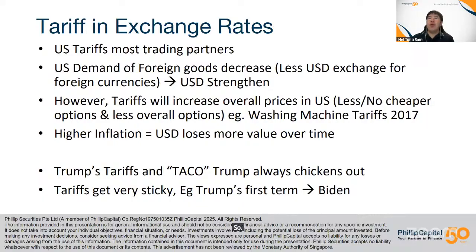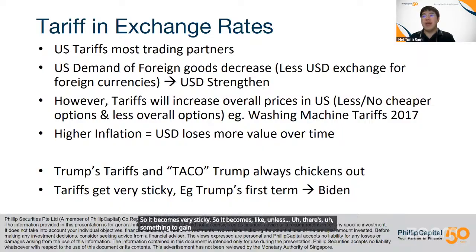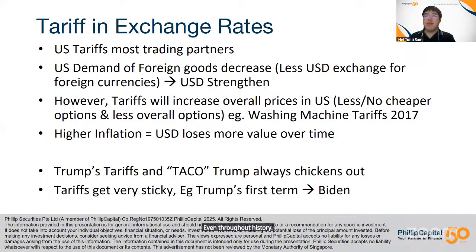So if you are a politician and you want to remove this tariff, the businesses will 100% complain. So even though Biden might want to remove the tariff, it's politically suicide to do so, because a lot of these businesses that propped up because of the tariff now become non-competitive if you remove it. So it becomes very sticky. Unless there's something to gain, tariffs are usually here to stick for the longer term. Even throughout history, there are some tariffs that were set 20, 30, 50 years ago that are still around, which is quite crazy.